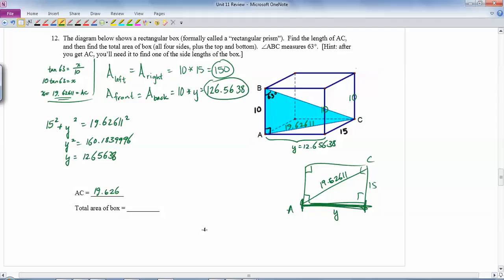So we've got one other thing left. We need the top and bottom of the box. Well, here's the bottom of the box right here. That's just 15 times y. So the area of the top is also going to be identical to that. So it's 15y. And if we type that into a calculator, we would end up with 189.8457.